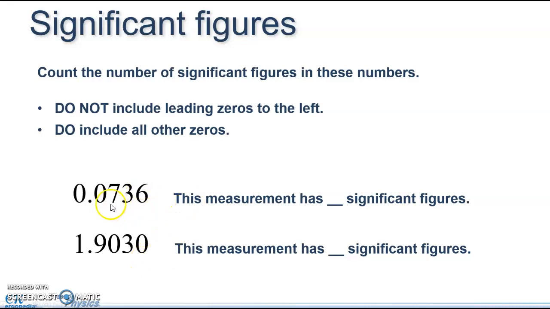All right, so this one, leading zeros are not significant. There are 3 significant figures. And then this one, there are 5 because that's a trailing zero, and there's a decimal point expressed in the number.